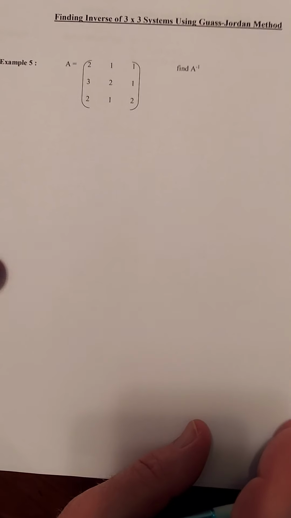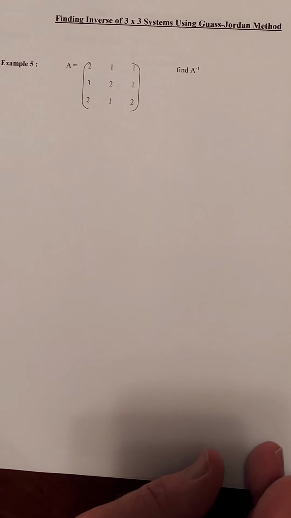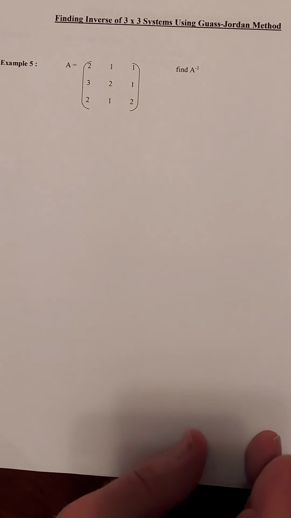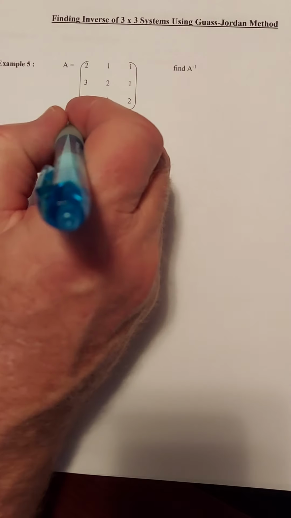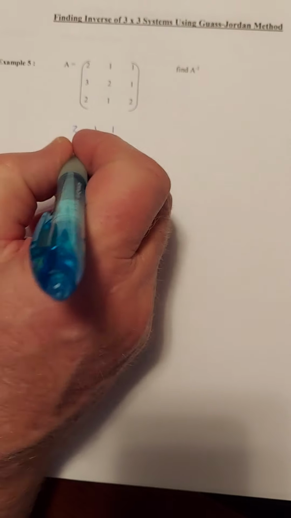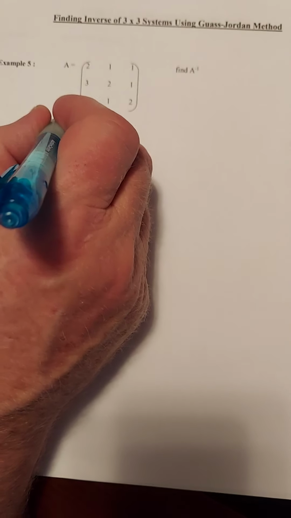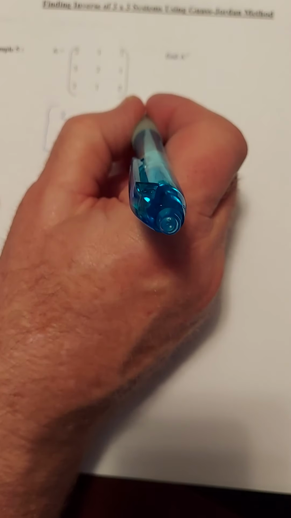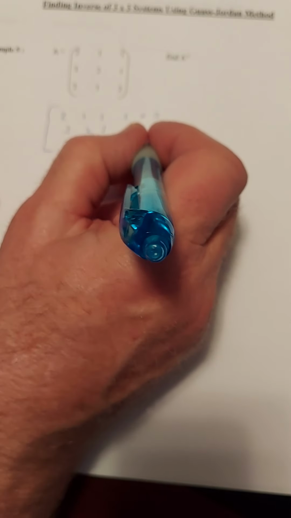In a way, that was kind of a review of what we did the last time. So let's take it to the next level. Now I've got a 3 by 3 that I want to find the inverse of. So we know that we're going to go 2, 1, 1, 3, 2, 1, 2, 1, 2. And then you're going to put the identity behind it. So 1, 0, 0, 0, 1, 0, 0, 0, 1.